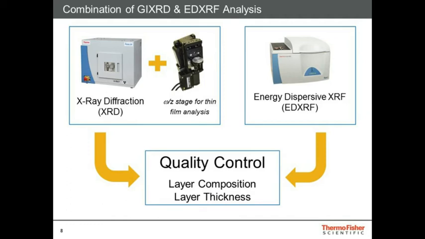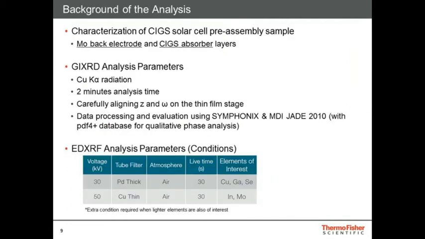Now I'm going to give you some background information about how this analysis was carried out. So our sample is a CIGS solar cell pre-assembly, which consists of the molybdenum back electrode and the CIGS absorber layer. First, we did grazing incidence X-ray diffraction, which is a special technique for thin films. We used copper K-alpha radiation.